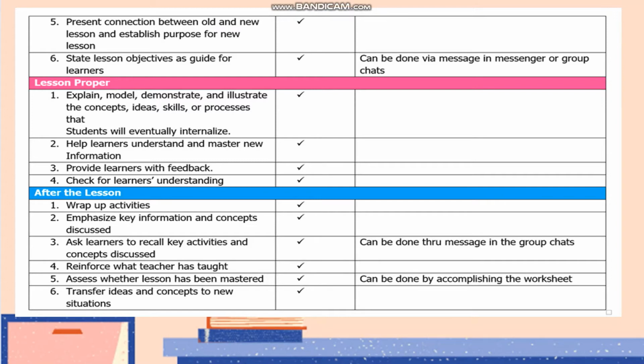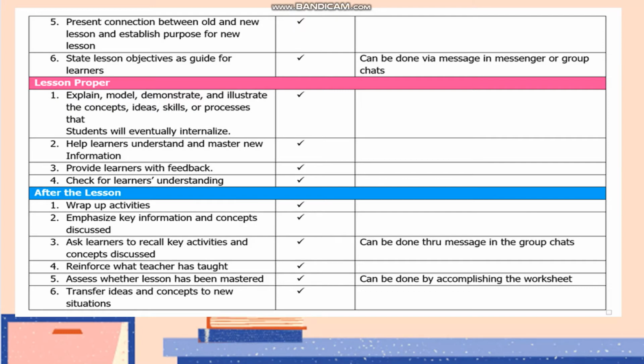Lesson proper. Number 1, explain, model, demonstrate, and illustrate the concepts, ideas, skills, or processes that students will eventually internalize. Number 2, help learners understand and master new information. Number 3, provide learners with feedback. And number 4, check for learners' understanding. What to do after the lesson.